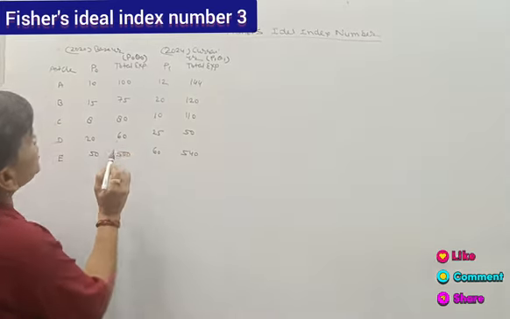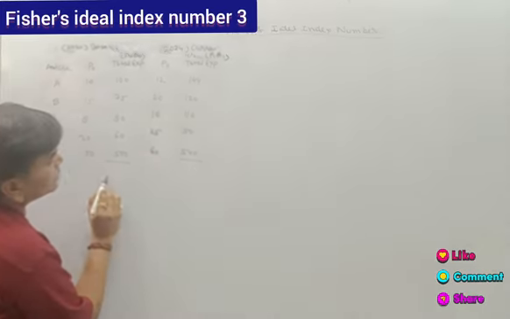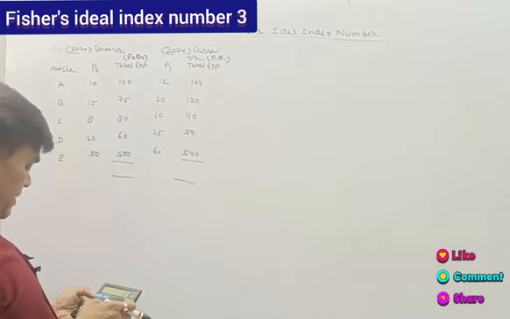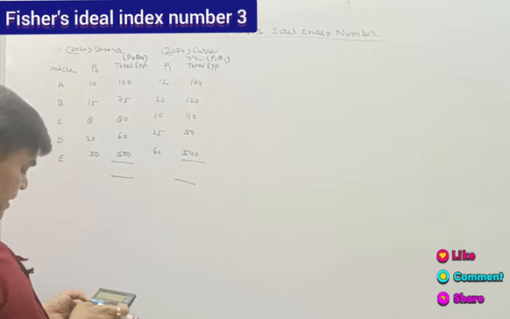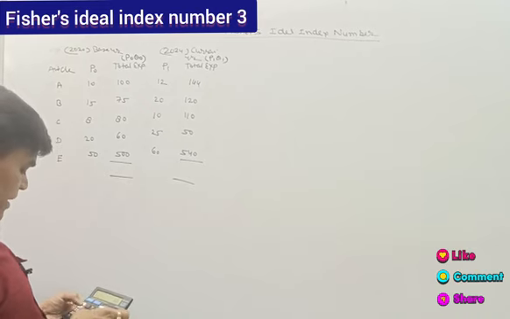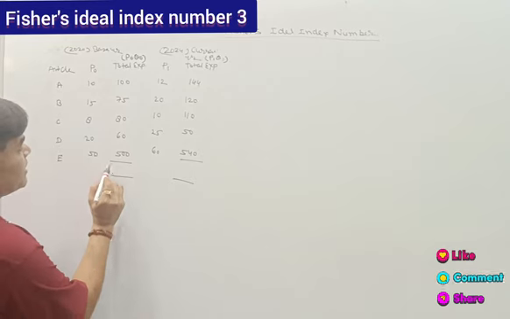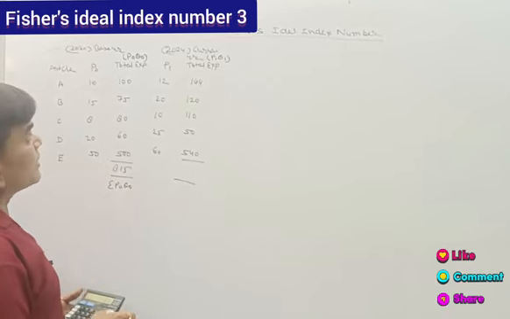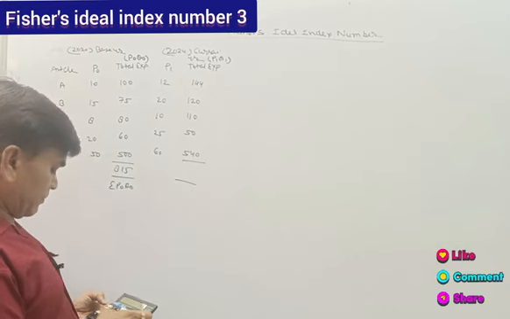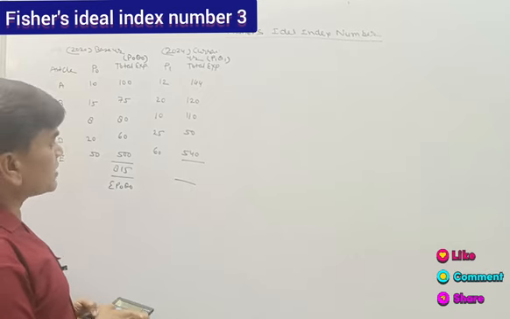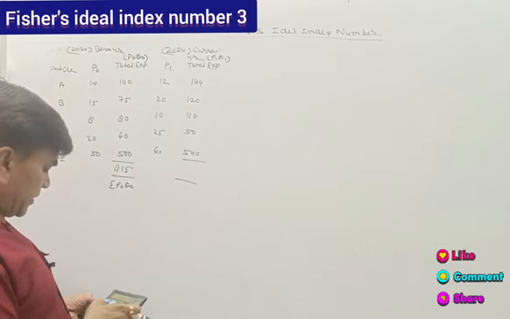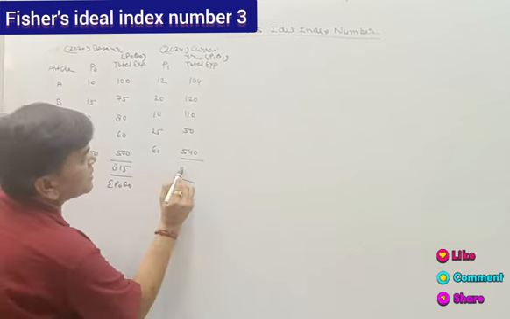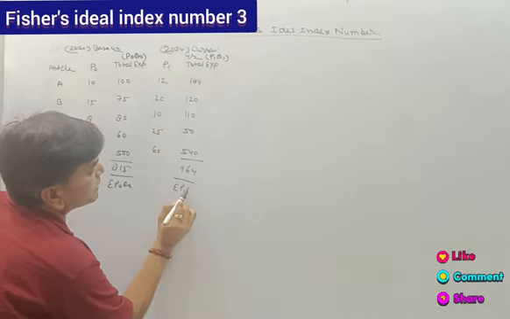So this is P0 Q0. Firstly we get the total of this, that is 100 plus 75 plus 80 plus 60 plus 500. So this is 815. That is sigma P0 Q0. Then 144 plus 120 plus 110 plus 50 plus 540 is given. So that is 964. That is sigma P1 Q1.